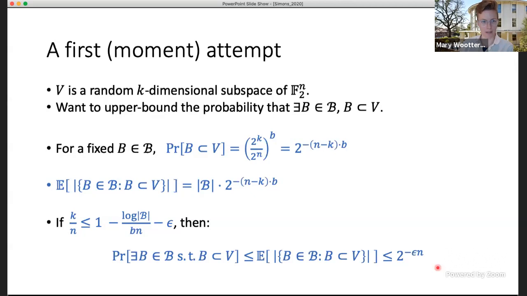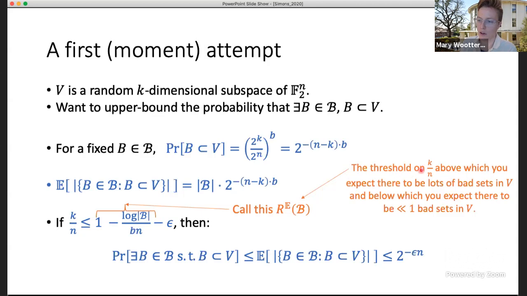Cool. Okay, does this make sense? Great. Cool, so let's call this value here the expectation threshold of curly b, or expectation of curly b. So basically this is the threshold on the ratio k over n, dimension of the subspace divided by dimension of the ambient space, above which you expect there to be lots of bad sets in my subspace, a little omega of 1 bad sets, and below which you expect there to be little o of 1 bad sets in my subspace. So there's some threshold there.